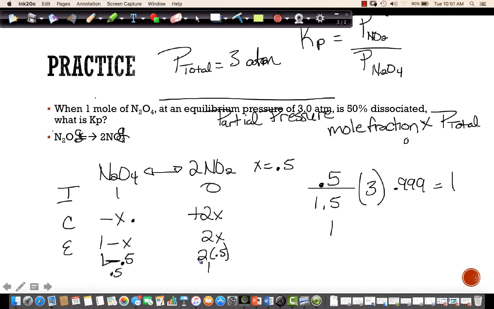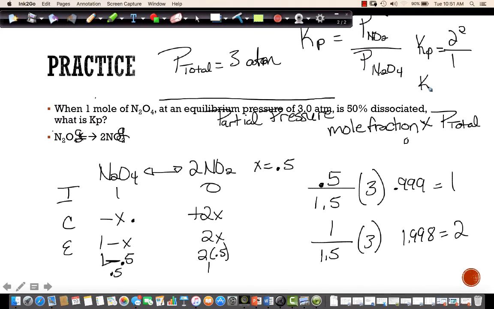All right, and then for the NO2, 1 divided by 1.5, moles of this divided by total moles times 3, the total pressure, would give me 1.98. So that's close to 2. All right, so now I have my partial pressures of both. So now I can plug it back into the K expression and solve. So P, the partial pressure of NO2, is 2 to the second. Don't forget that. That's why you write the expression out. Divided by the partial pressure of N2O4, 1. So my Kp is going to be equal to 4.